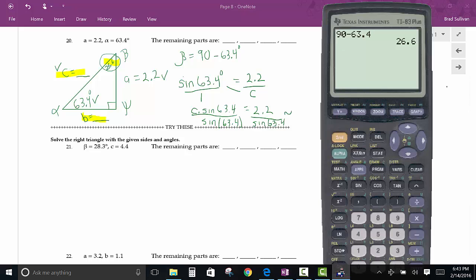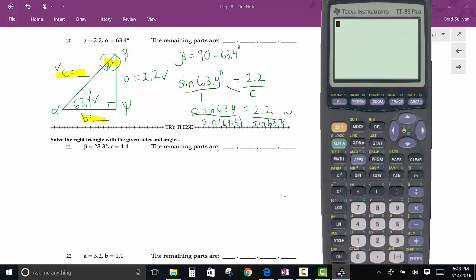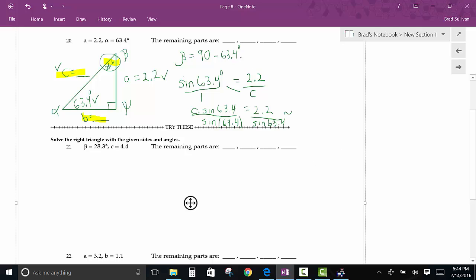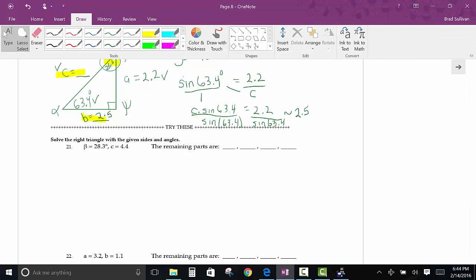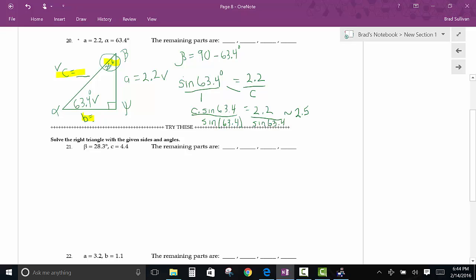Be sure that you're in degree mode. So we go 2.2 divided by the sine of 63.4. That gives about 2.5, so let's round that to 2.5. Now I put that in the wrong place, so don't make that mistake. Let me erase that. It goes inside C, so C is now 2.5.